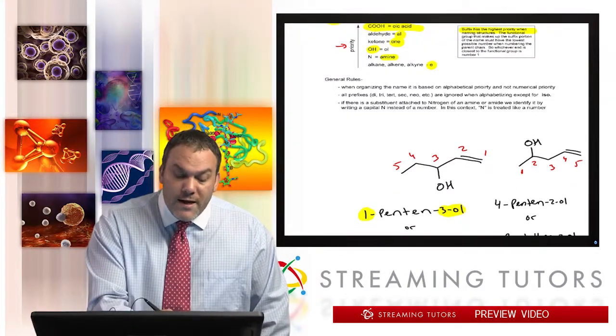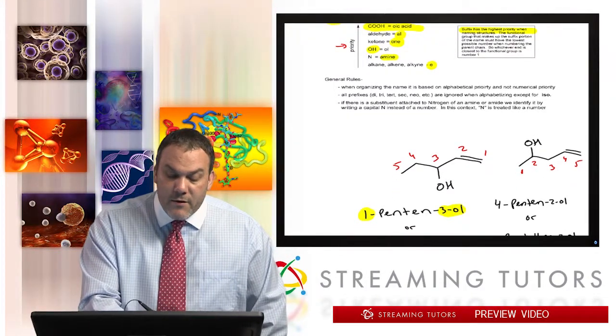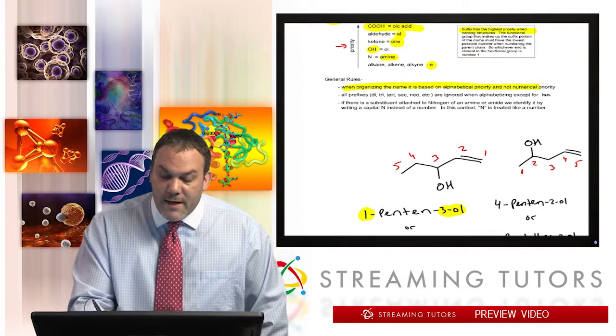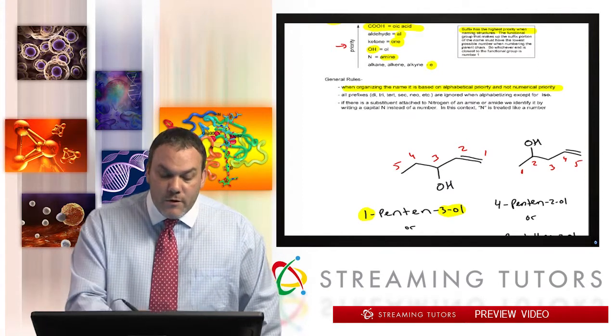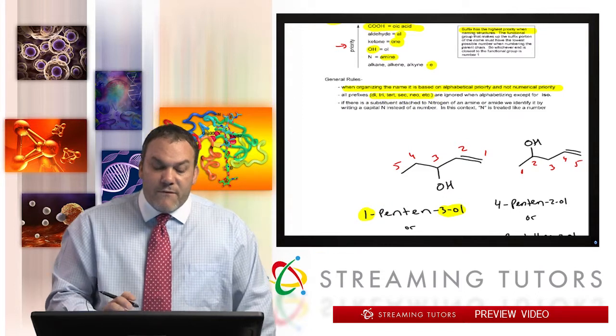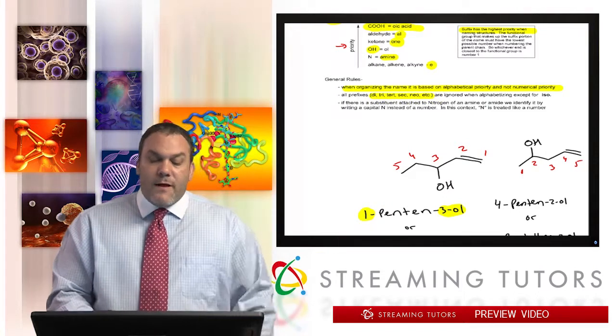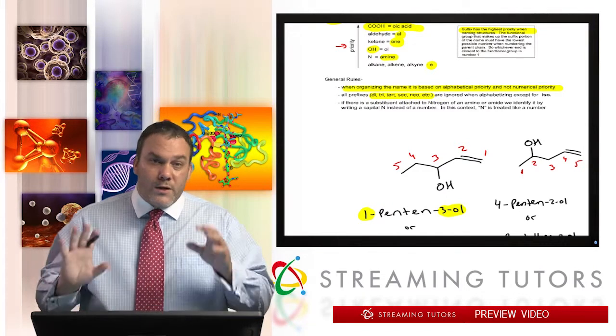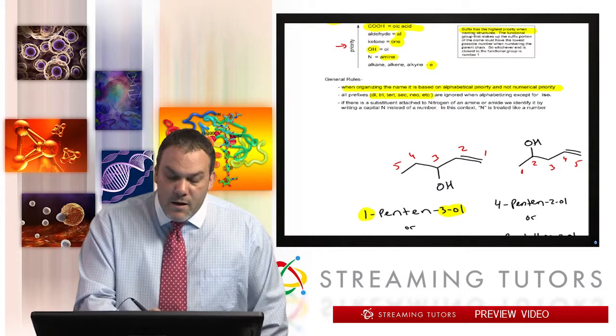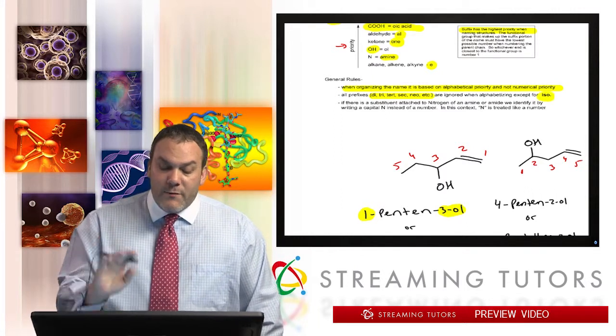Now, this right here is kind of the rules that you've seen before in my other sections. So we alphabetize for priority. It's not numerical. The di, tri, all these different prefixes that we talk about that represent a number, we ignore. We don't alphabetize on those, okay, except for iso. That's the only one that we do.